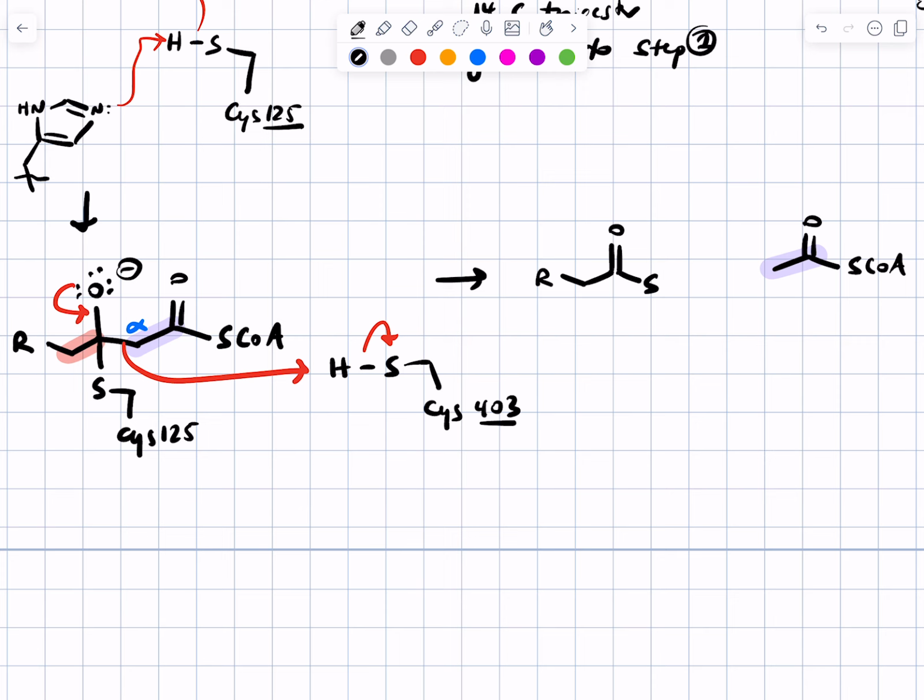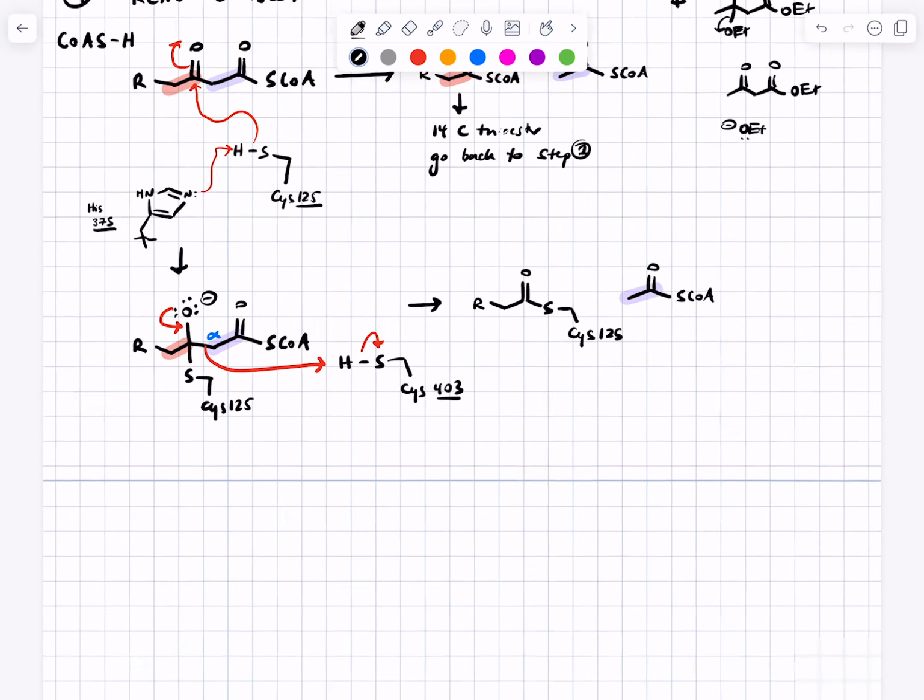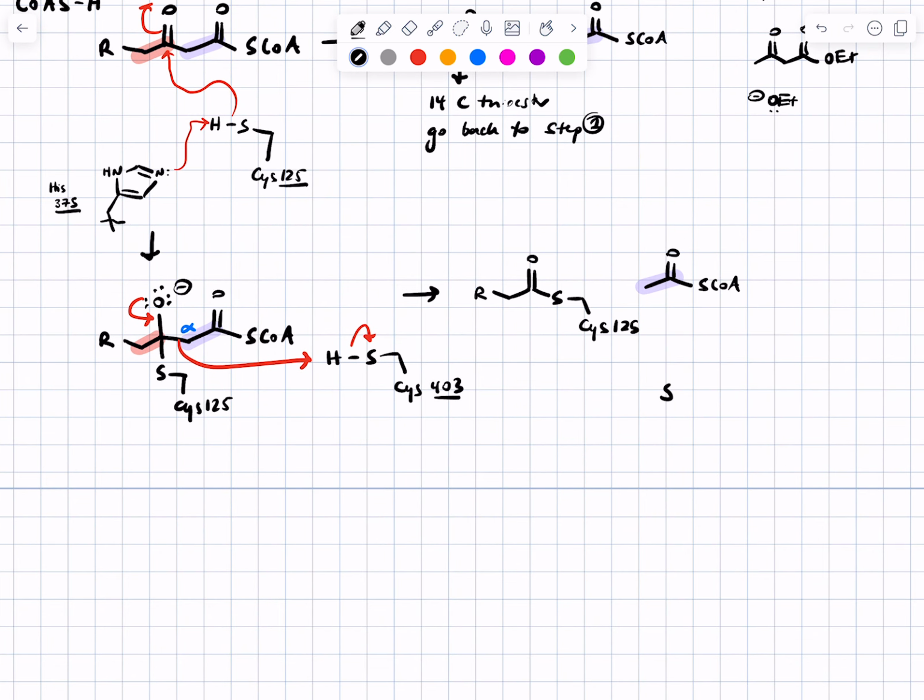Now we have an enzyme-bound thioester. This is still cysteine 125. And the negatively charged cysteine 403 is the thing that appears to do the deprotonating of the coenzyme A thiol. Then that attacks to give you a tetrahedral intermediate.